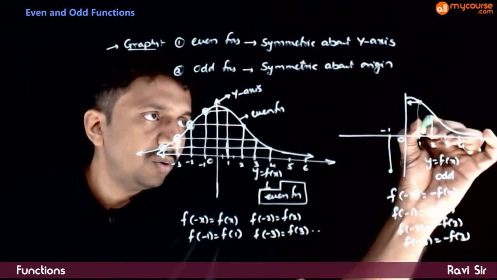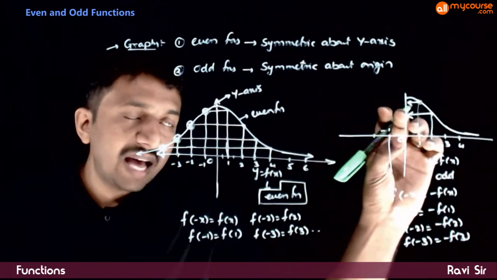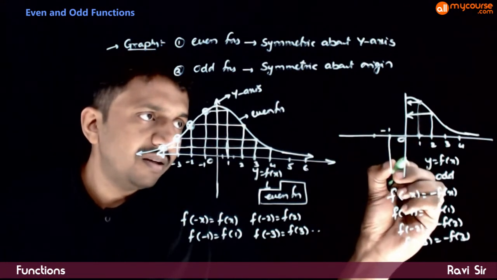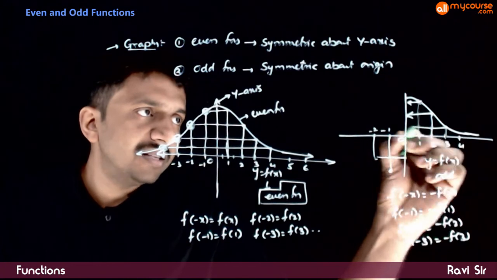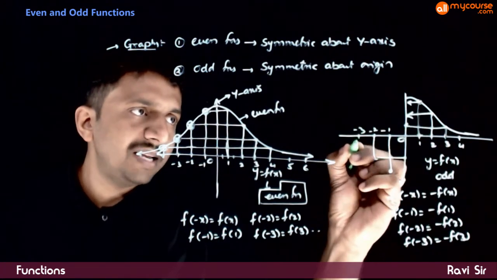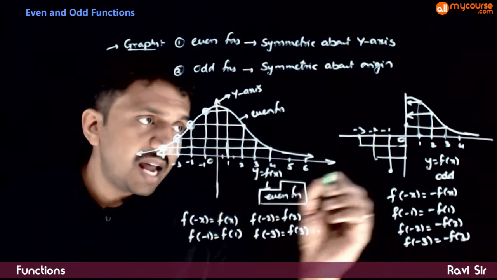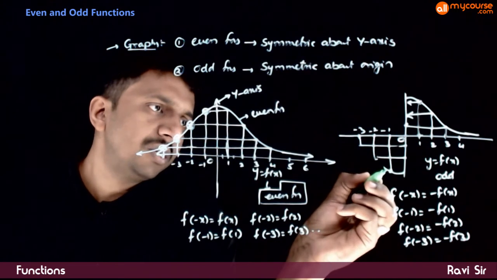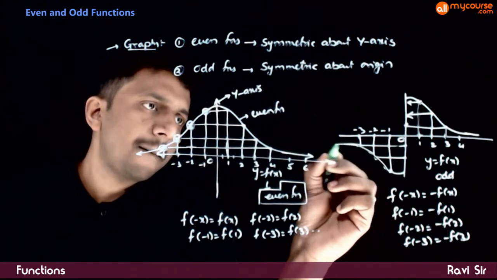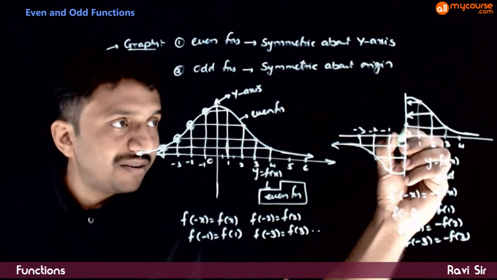Similarly, f of 2 has this value. f of minus 2 will have the same magnitude but in the opposite direction. Similarly, f of 3 is this much. f of minus 3 is this much. So if you draw the graph of this, you get a graph which looks like this. So this graph is symmetric about the origin.